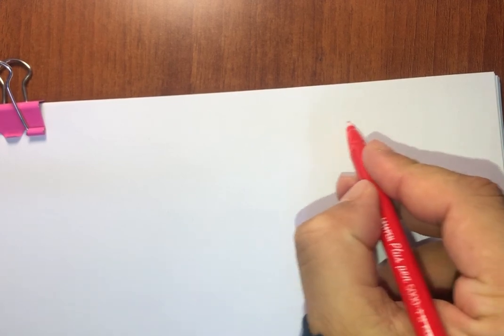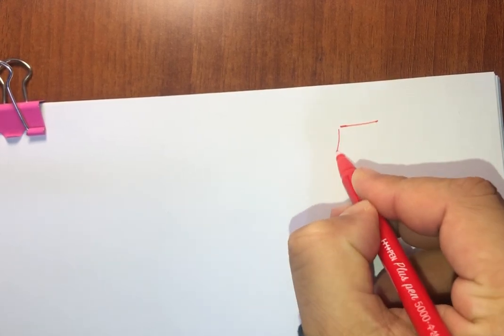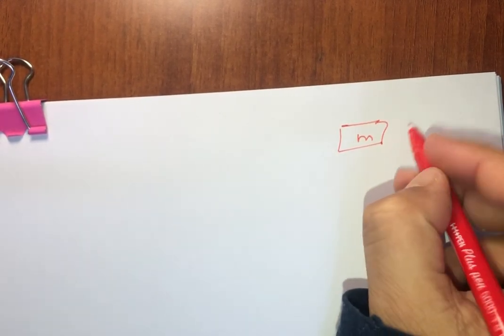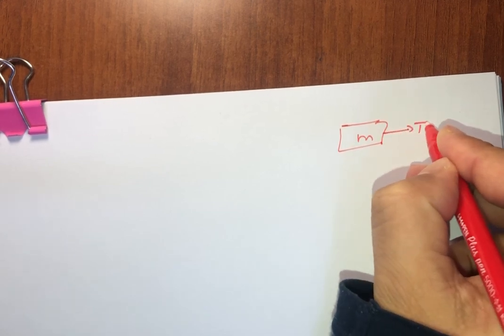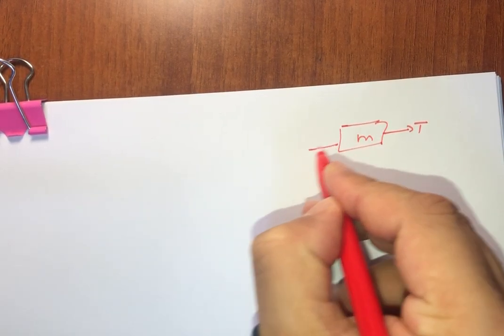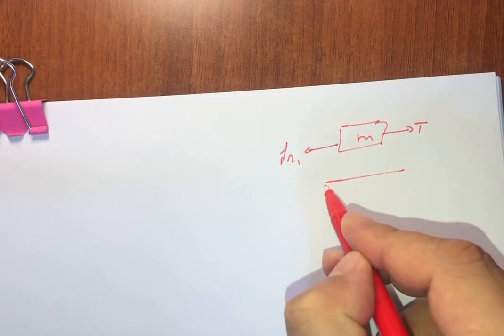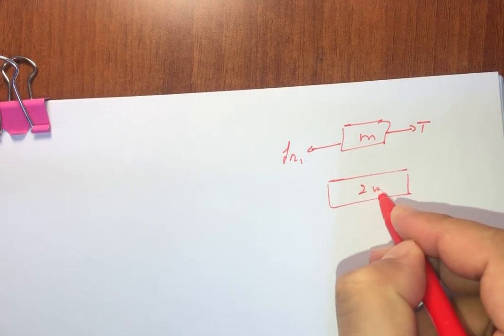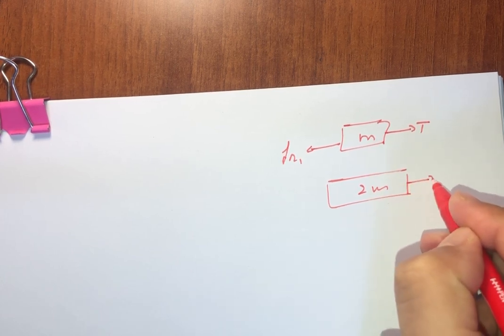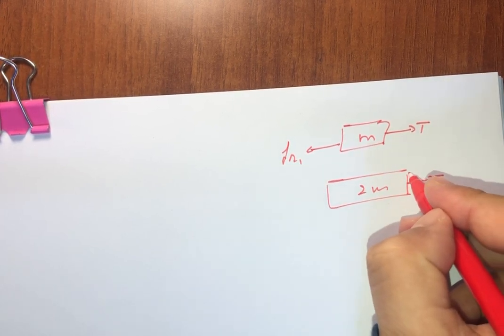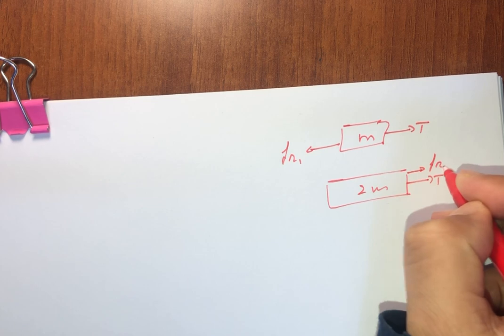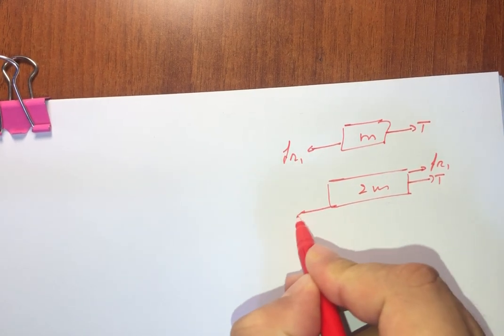Okay. So let me draw the free body diagram here again, because some of the things are missing there. So we have this m, and we have tension T. This will be our Fr1, and we have 2m, tension T, and this will be Fr1, and we are going to have here Fr2.